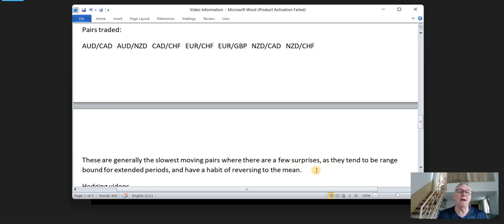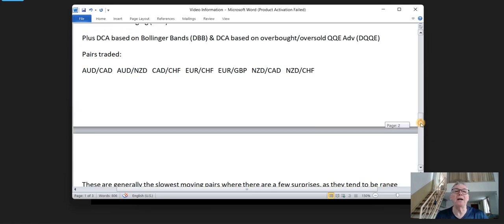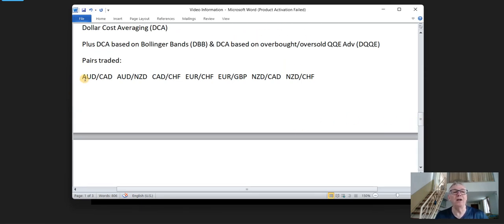So these are generally slow moving pairs where there are few surprises. They tend to be range bound for extended periods and have a habit of reversing to the mean. All that means is if you've got a center line somewhere, an average for them, they tend to go back to that average a lot more times than some of these other pairs, compared to, say, the yen pairs or something like that. So they're the pairs I'm trading on the daily time frame. Like I said, if you ask me about another pair, I'll tell you to give yourself an uppercut because you can check it yourself. And that's in a nice way.